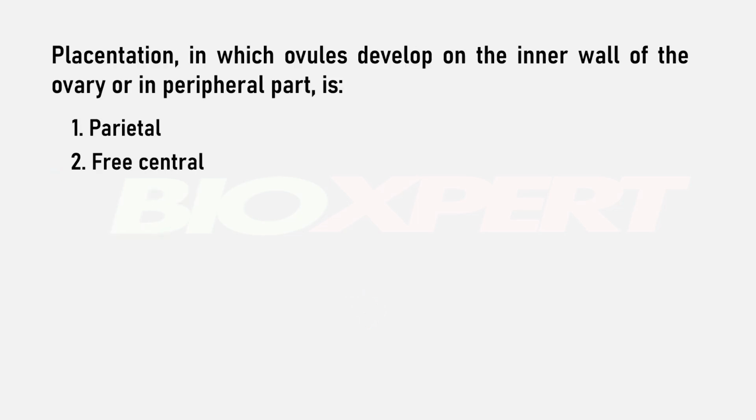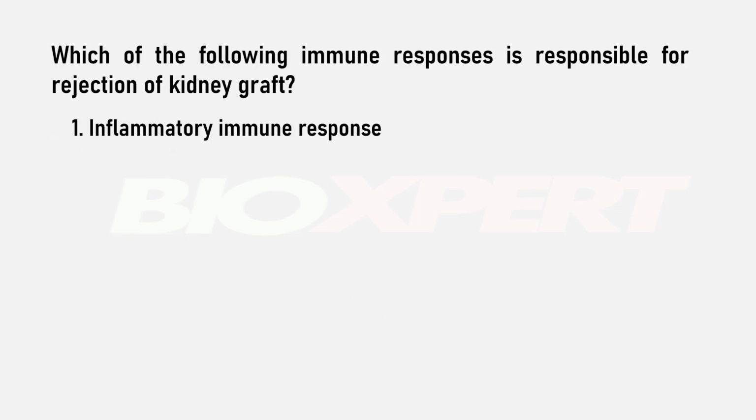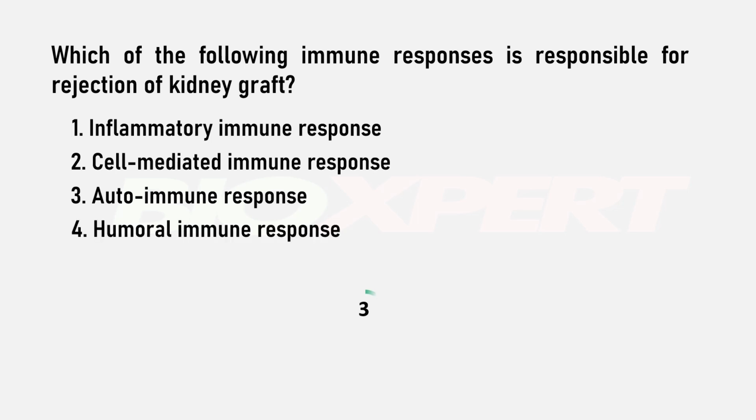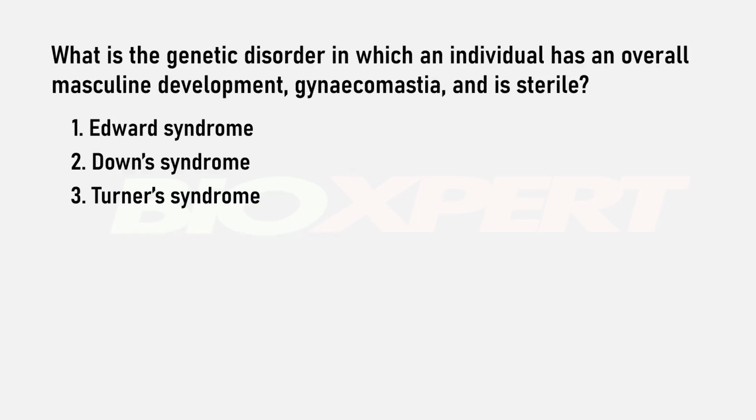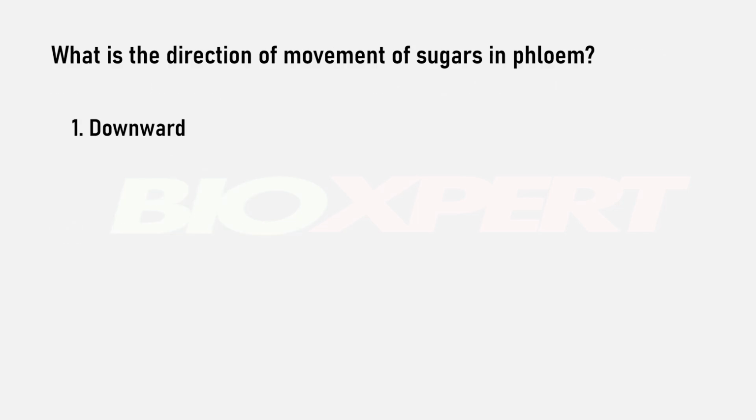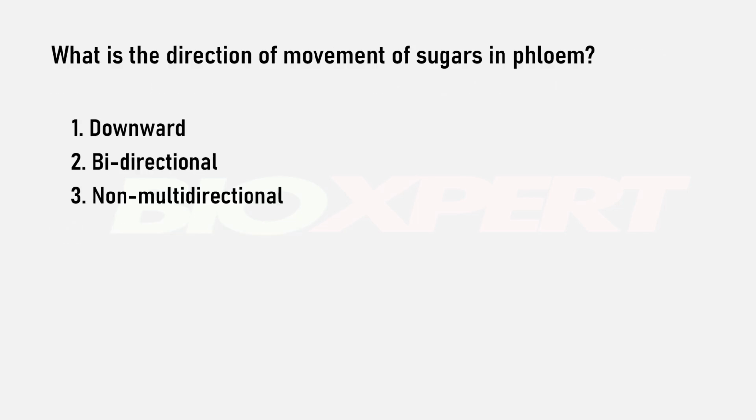Leaves. Placentation, in which ovules develop on the inner wall of the ovary or in peripheral part, is parietal. Which of the following immune responses is responsible for rejection of kidney graft? Cell-mediated immune response. What is the genetic disorder in which an individual has an overall masculine development, gynecomastia, and is sterile? Klinefelter syndrome. What is the direction of movement of sugars in phloem? Bidirectional.